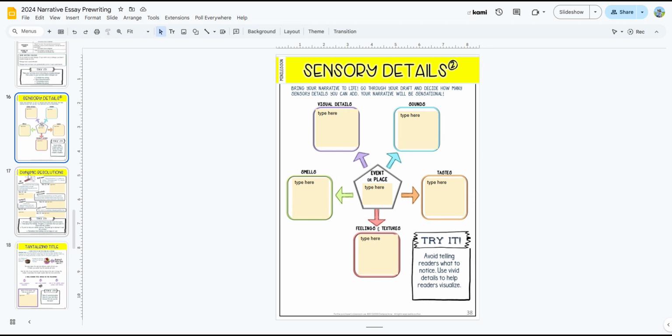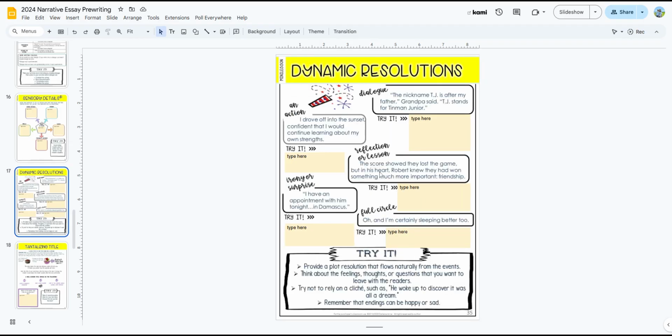Alright, our last slide for today. It seems like a lot to try and think of your resolution when we haven't even started writing our draft yet, but I just want you to think about how your story is going to end. So the first one is dialogue. And dialogue is one way to end it.